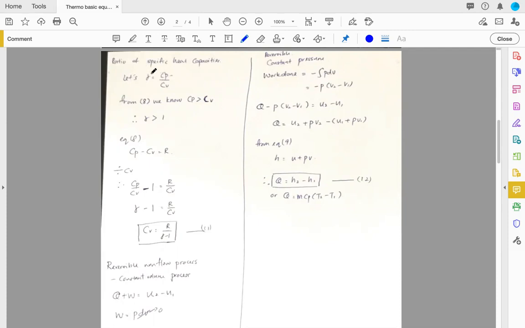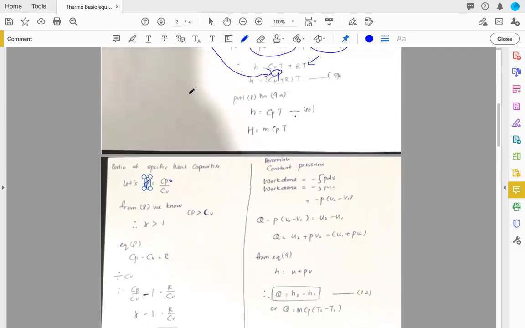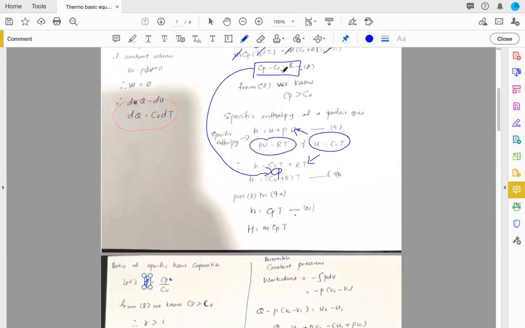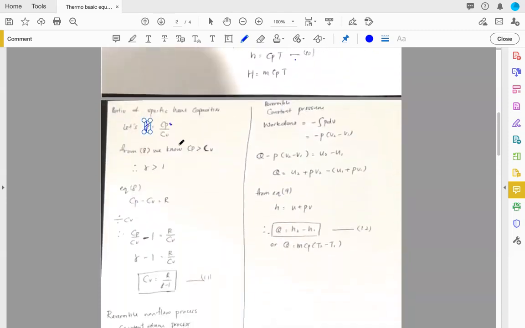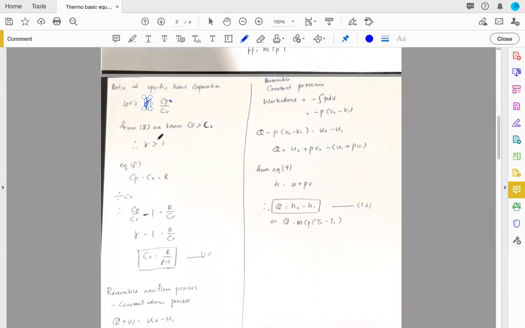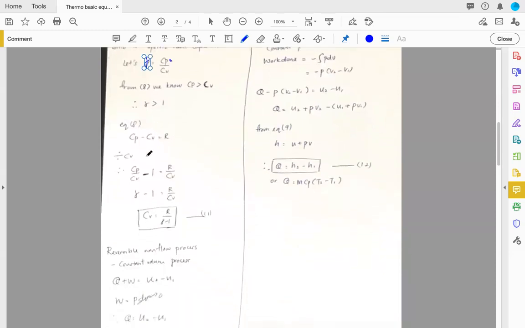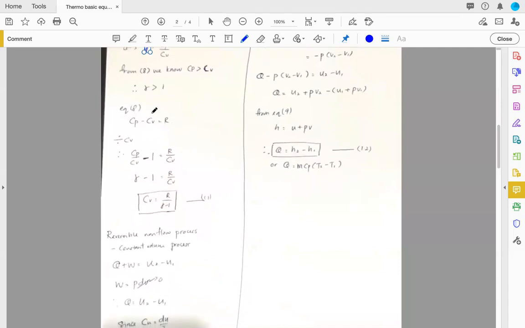So ratio of specific heat capacity. Let's call it gamma, which is Cp over Cv. From equation 8, we know that Cp is definitely bigger than Cv, right? So in other words, this ratio should be more than 1.